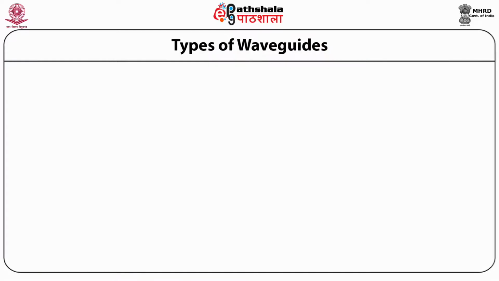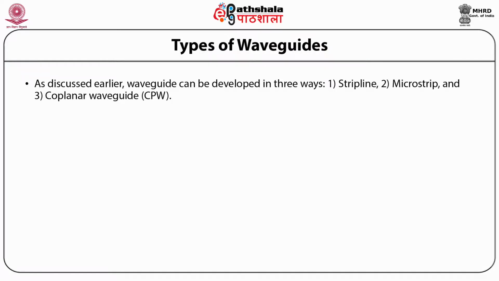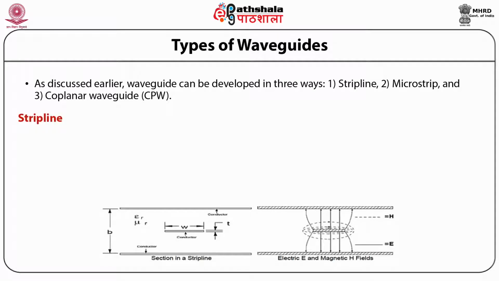Types of waveguides. As we have discussed, the waveguides can be developed in three ways. The first is strip line, the second is microstrip line, and the third one is the coplanar waveguide. So let us discuss all of these one by one. So here comes strip line waveguides.